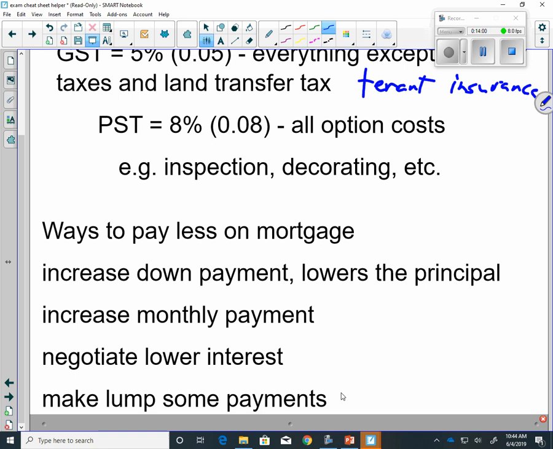Okay. You can make lump sum payments, like I said, the income tax refund. I've seen this question a few times, right, Ms. Kozlowski? Yes. This question is usually a one or two marker: give some ways you can reduce your overall mortgage costs.